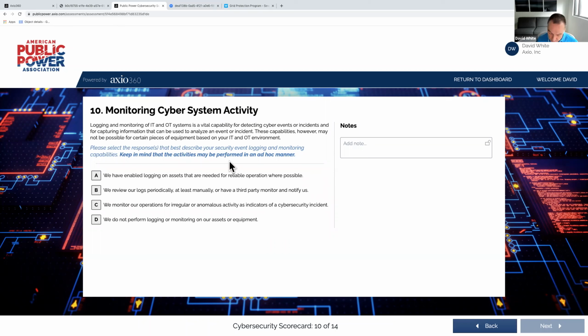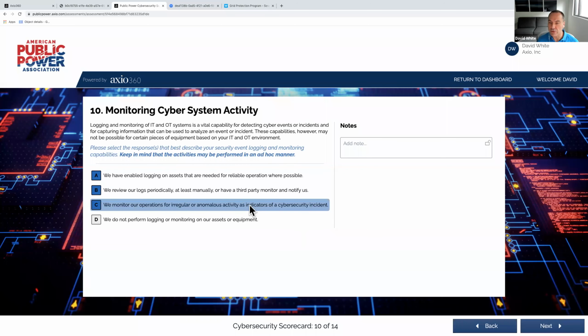Monitoring cyber system activity. This is about logging and monitoring. This gives you the data that you need to do that detect question that we covered earlier. This is an important partner practice to that detection practice. So have we enabled logging on assets that are needed? Do we review our logs? And do we monitor our operations for irregular or anomalous activity?